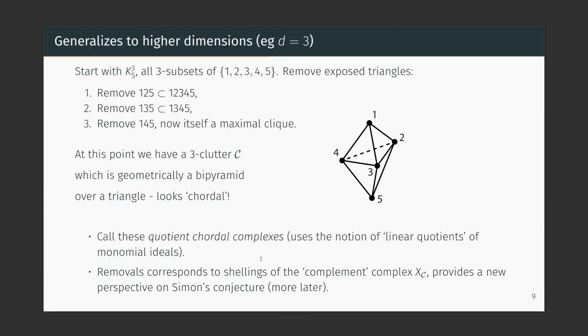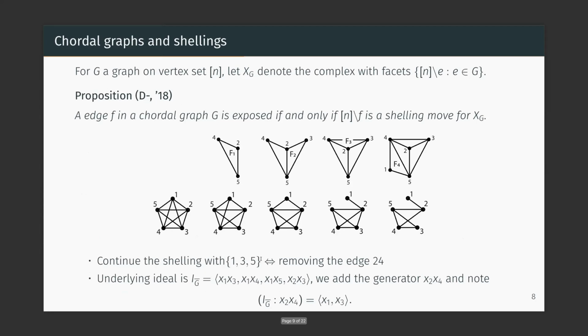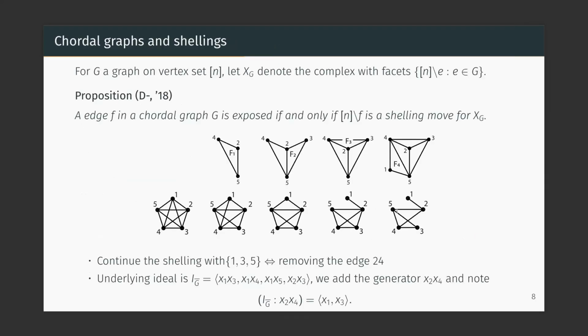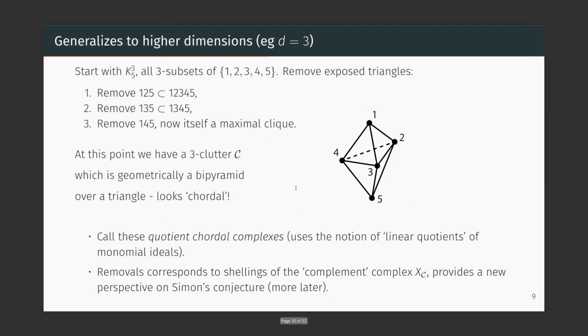And I want to mention that this notion of exposed edges is easy to generalize. I'm not going to go through the details here, but this idea of taking away exposed edges also works for hypergraphs, or I'll call them clutters. Just to give you a quick example, if you take all 3-subsets of 1, 2, 3, 4, 5, you can do the same thing removing triangles. So before we were removing edges to get a chordal graph, you can now remove these triangles, or 3-subsets.